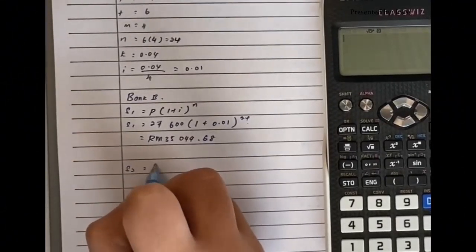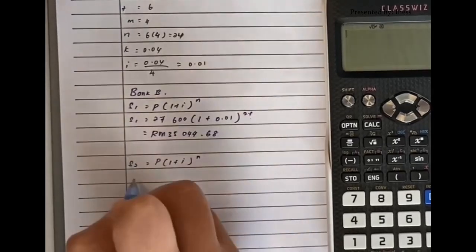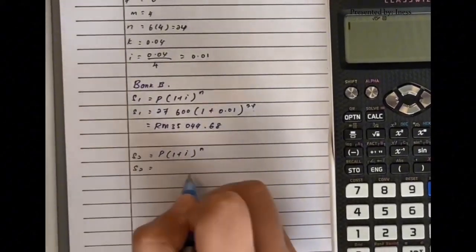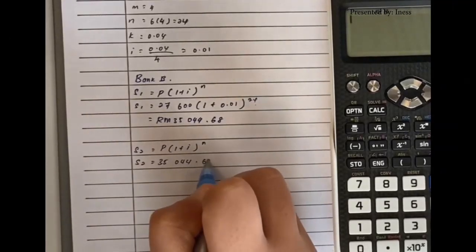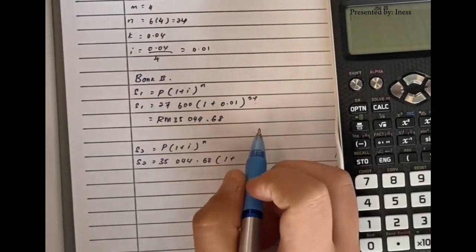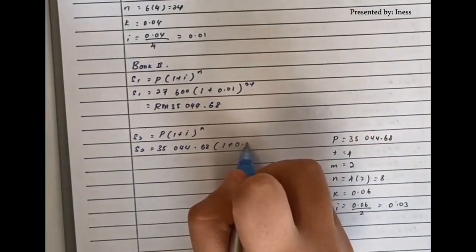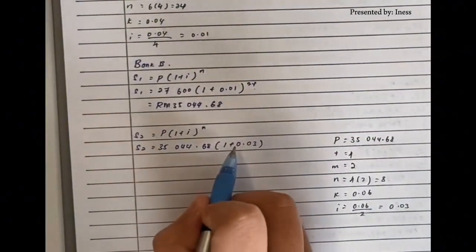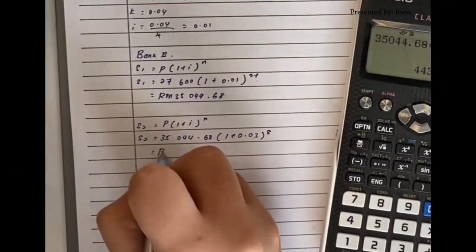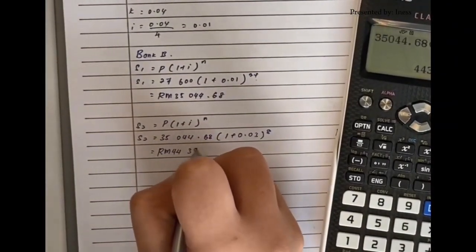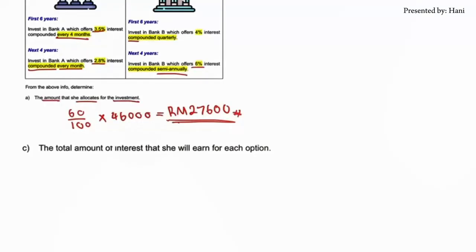And for the second part, which is the next 4 year, use the same formula. The P we change to 35,044 ringgit 68 cents. 1 plus I. The I is 0.03 and the N is 8. So this is the answer, 44,393.55 cents.